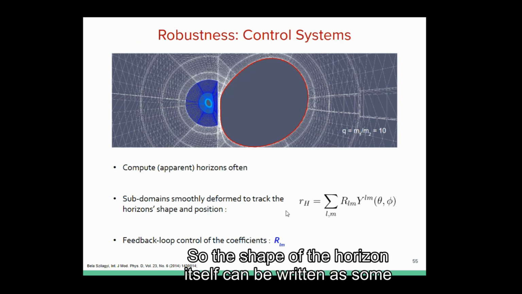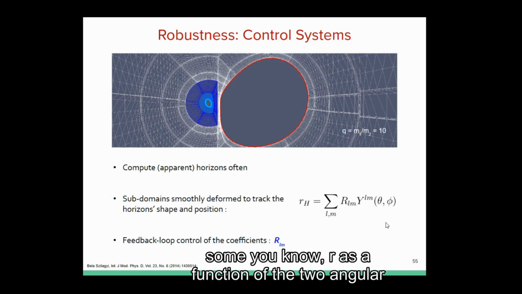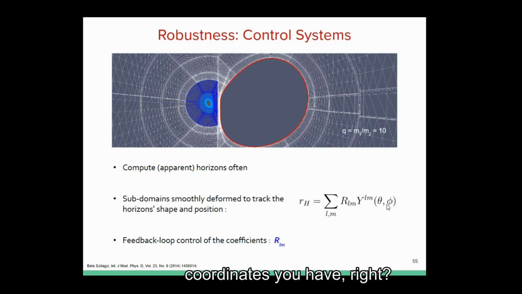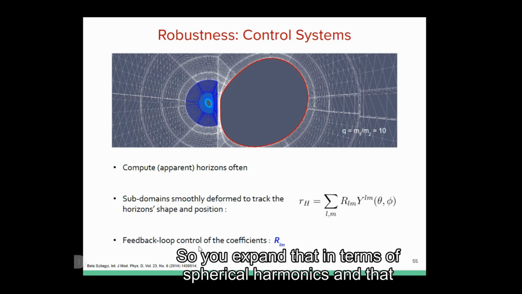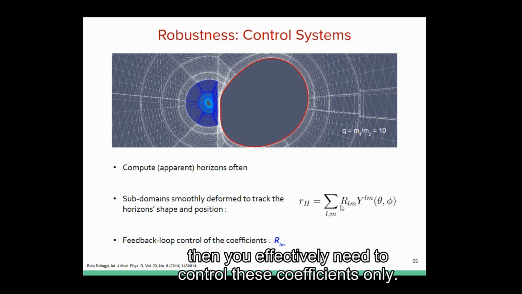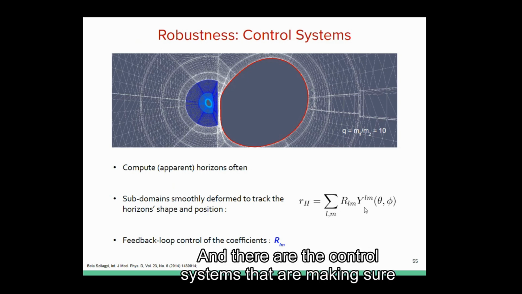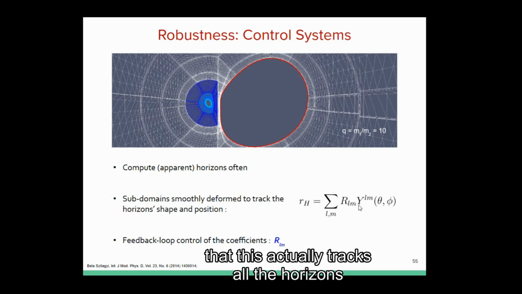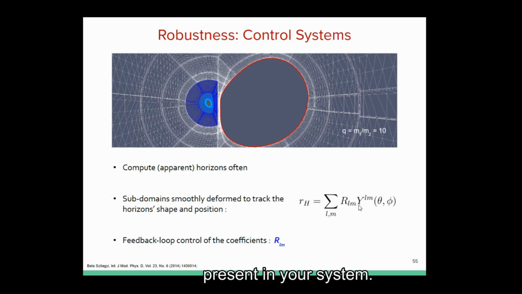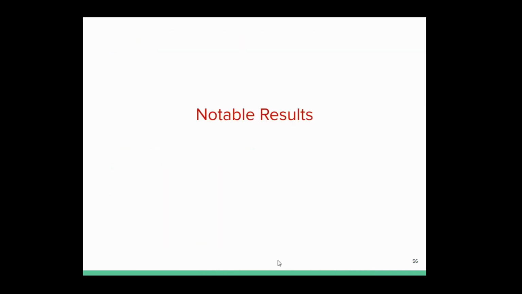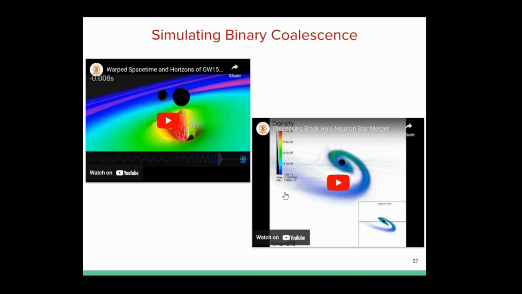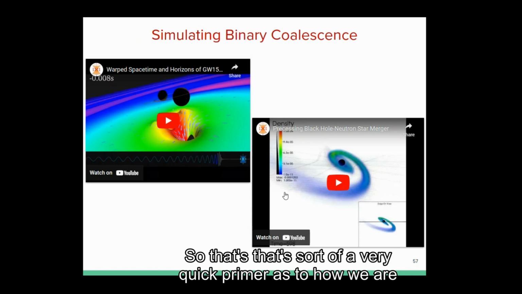So the shape of the horizon itself can be written as some r as a function of the two angular coordinates you have, right? You expand that in terms of spherical harmonics, and then you effectively need to control these coefficients only. And there are control systems making sure that this tracks the true horizon for all the horizons present in your system. Could be one, could be two, could be four. Okay, so that's a very quick primer as to how we are doing this.